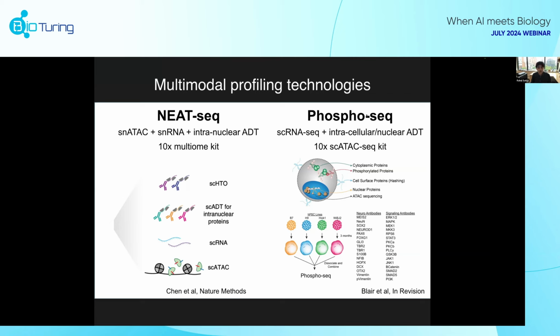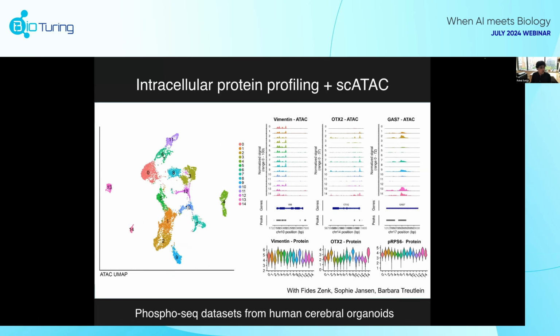Just to first convince you that PhosphoSeq works very nicely, we have a really fun collaboration with Barbara Treutlein's lab. They sent us cerebral neuronal organoids derived from hPSC cells. We built a large homemade panel of neuronal and signaling antibodies and ran PhosphoSeq. So we get really, really nice data. It's clearly a very heterogeneous mix of different cell types and different neuronal lineages. In each of those cell types, we get very high quality ATAC profiles from the 10x ATAC kit.